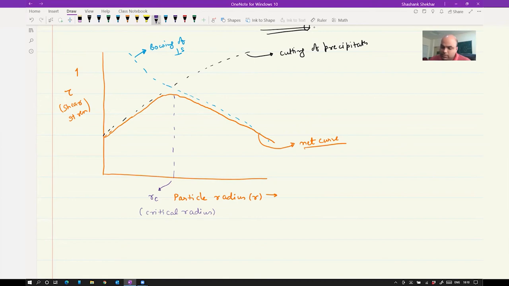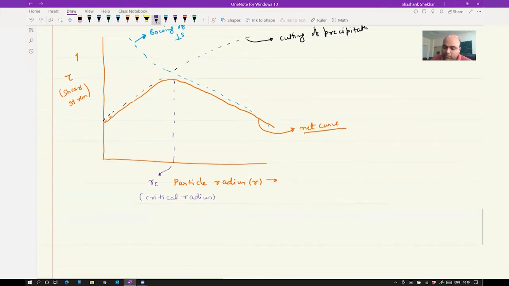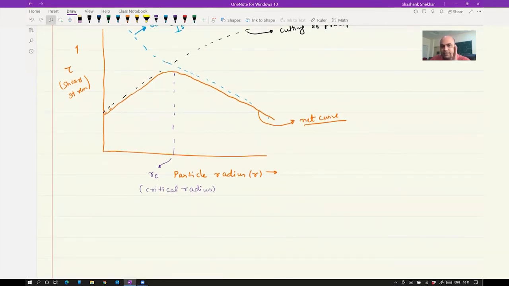Okay. So below the critical radius, now if you see this curve, the overall curve is now the red one. Below the critical radius, we have cutting of the precipitate. And above the critical radius, the bowing of dislocation is going to be the dominant mechanism. So the mechanism changes with respect to radius.